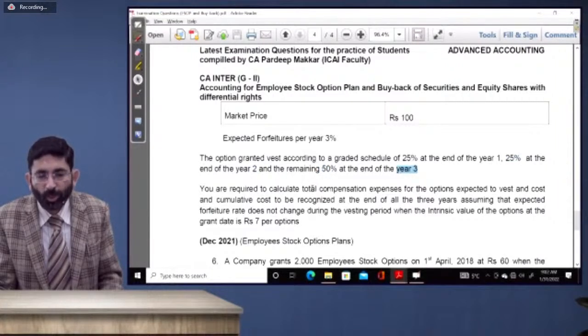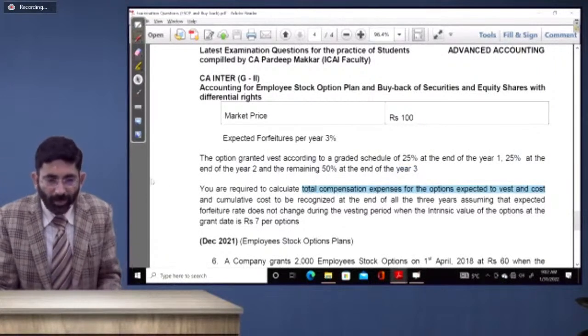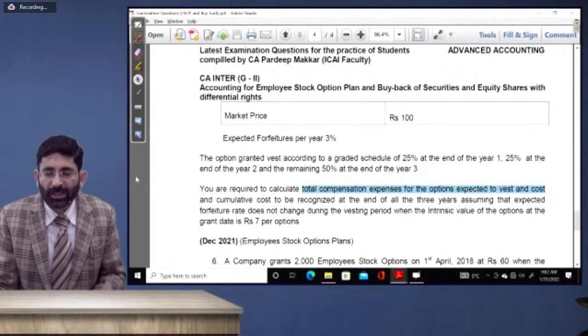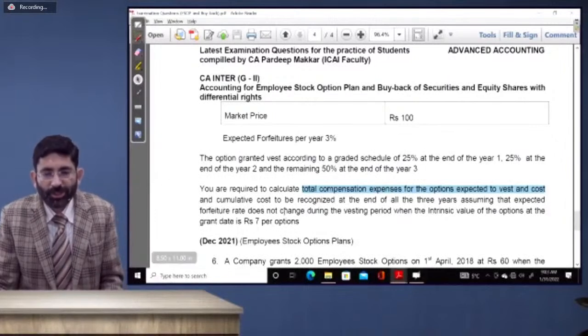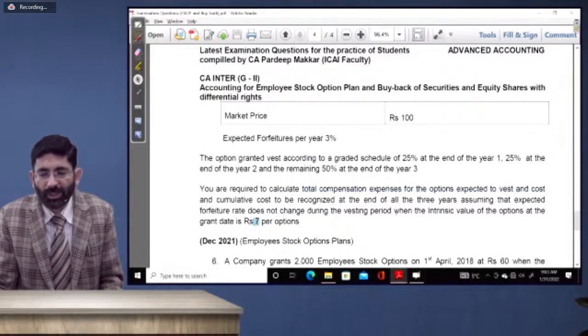We have to calculate total compensation expense for the options expected to vest and cost and cumulative cost to be recognized at the end of all the 3 years, assuming that expected forfeiture rate doesn't change during the vesting period, when the intrinsic value of the option at the grant date is ₹7 per option. So intrinsic value is given to you. Instead of fair value, intrinsic value is given in this question. So the loss will be considered at ₹7 because intrinsic value per option is ₹7.